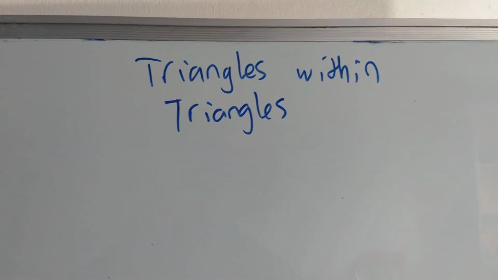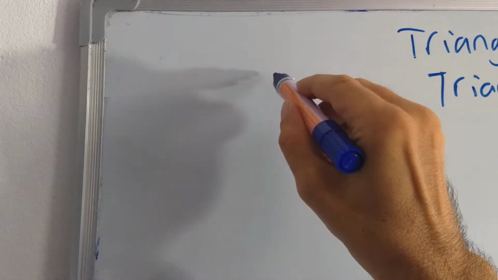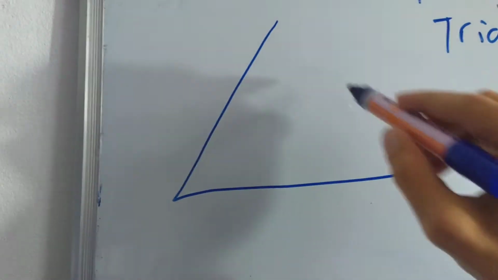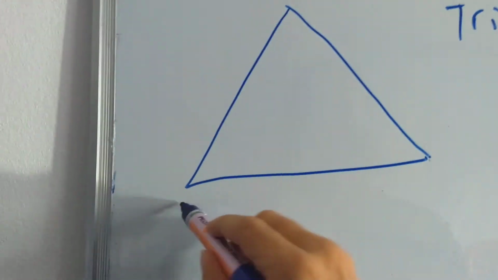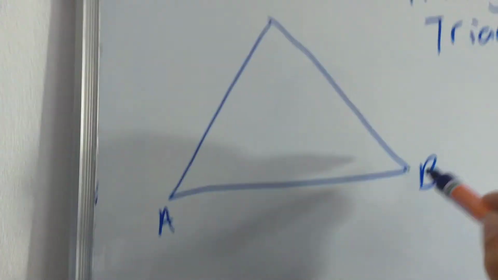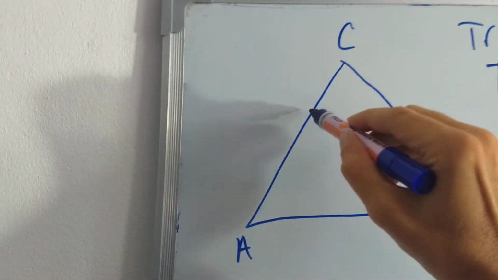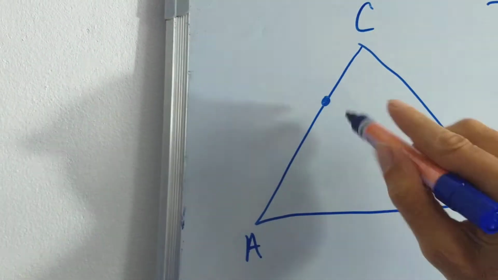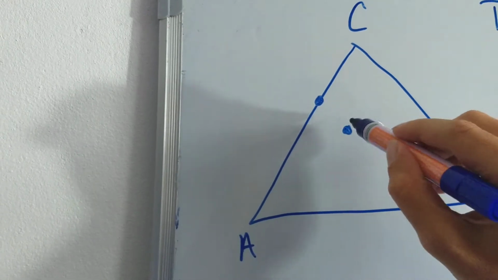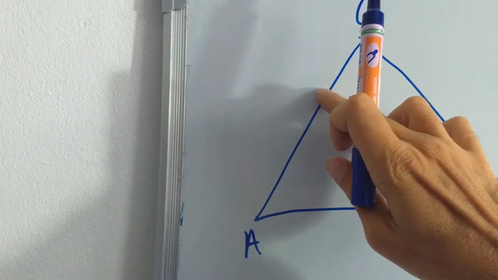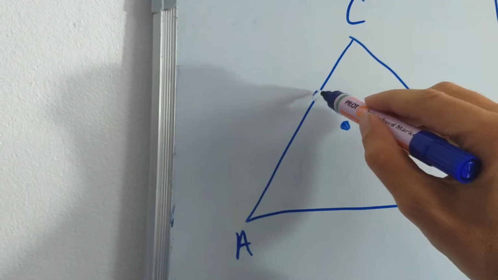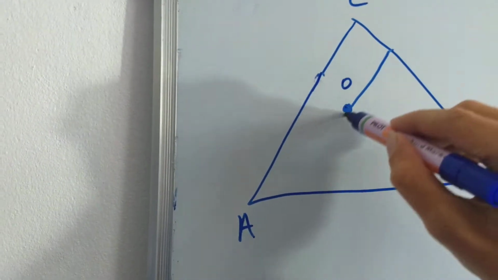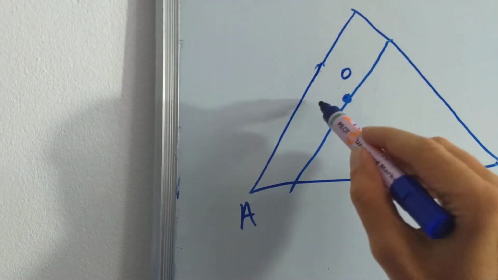Within triangles, let's look at this very, very beautiful problem. We have this triangle, and I'm going to try to label everything counterclockwise. And we have some point here. Let's call it O. You can call it anything. And from O, we draw parallel lines, lines that are parallel to the sides.